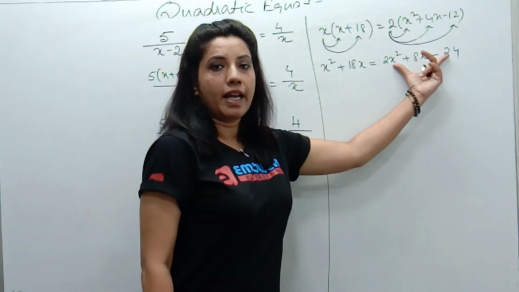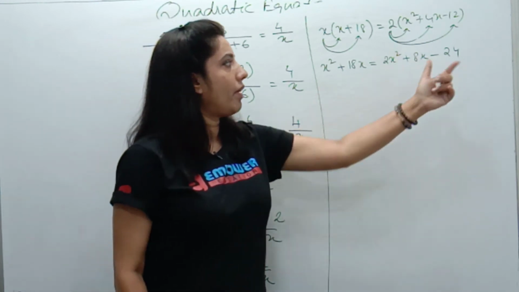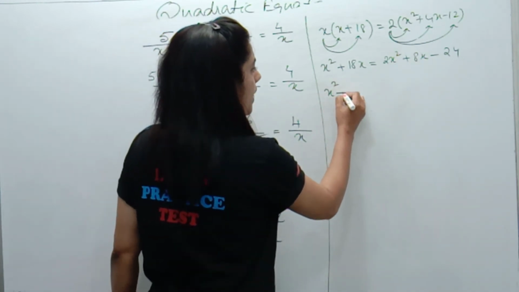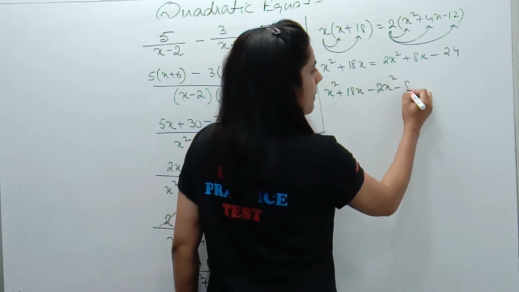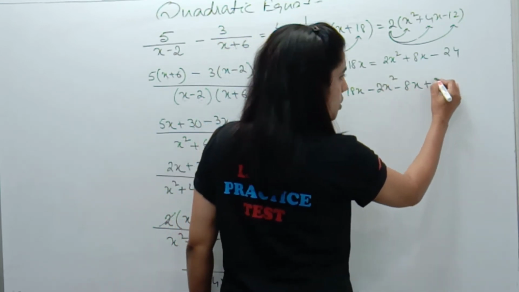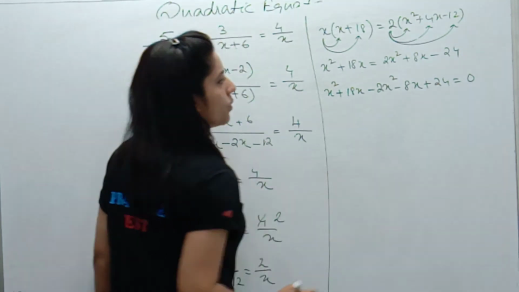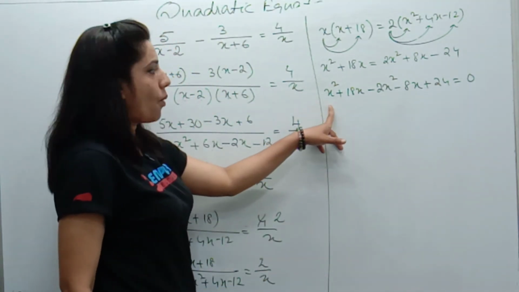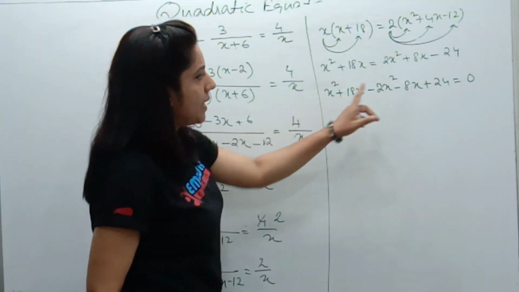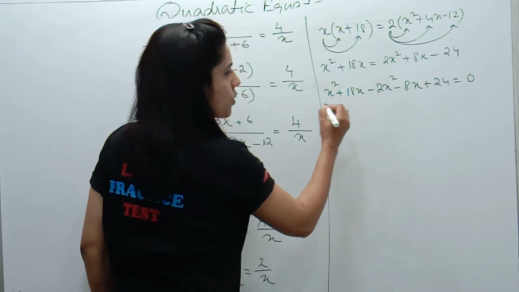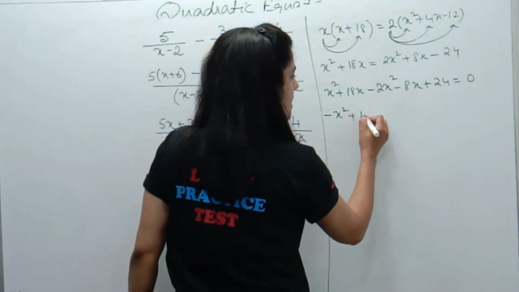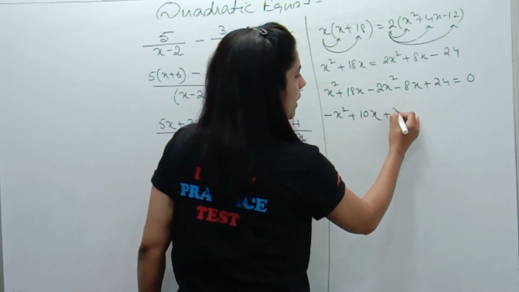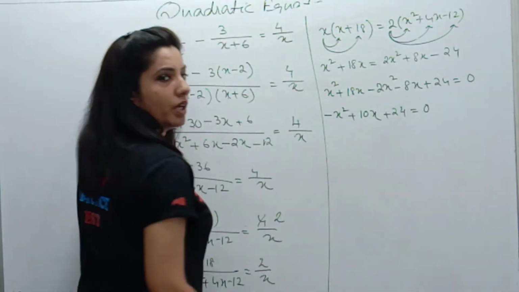After this we are going to get everything on the left hand side and make the right hand side 0. So x square plus 18x minus 2x square minus 8x plus 24 equal to 0. Now combining like terms, x square minus 2x square will give you minus x square, 18x minus 8x will give you plus 10x, and plus 24 equal to 0.